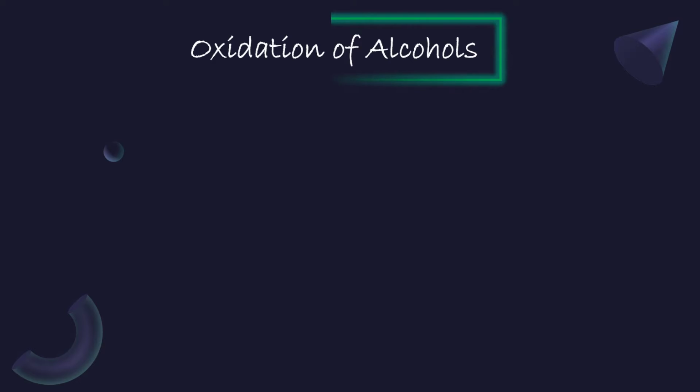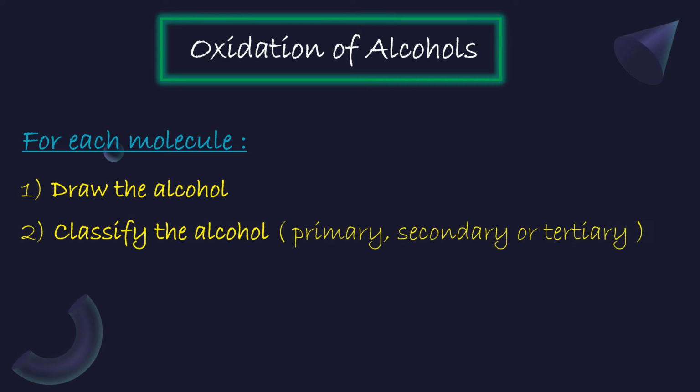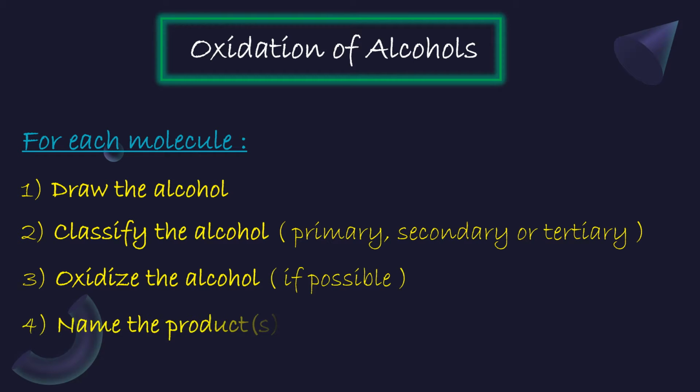Today, we will be dealing with the oxidation of two alcohols. For each molecule, we will draw its structure, classify if it is a primary, secondary, or tertiary alcohol, oxidize the alcohol, and name the product or products if there are any. Here we go.